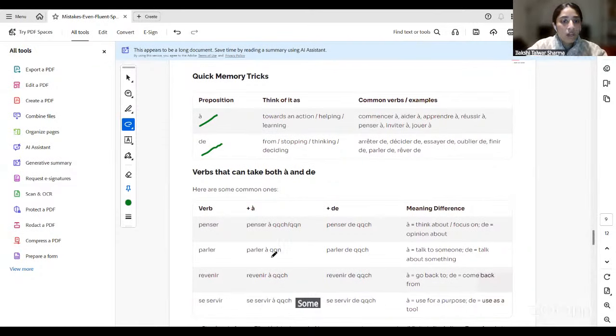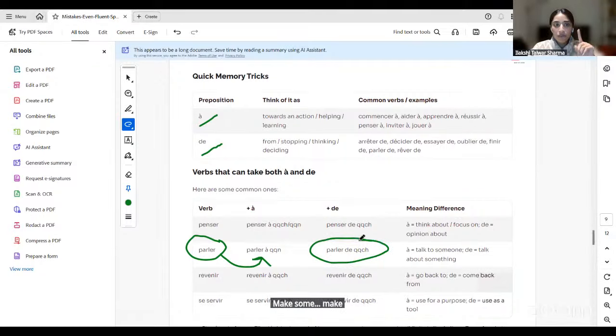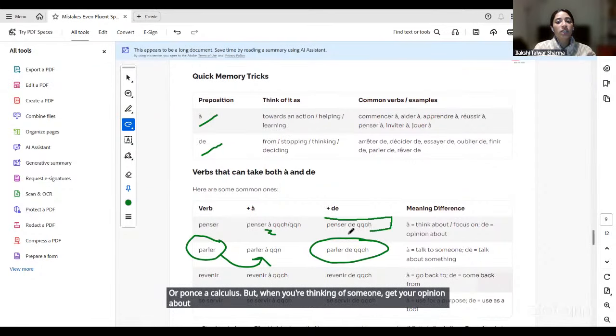Some common verbs, some verbs which can come with both. They'll come with à also, they can come with de also. Such as parler. If you're talking to someone, then it is parler à quelqu'un. Je parle à ma mère. I'm talking to my mother. But if you're talking of someone, that is parler de quelque chose. Make sense? Something like penser. If you're thinking about someone, then it is penser à quelqu'un or penser à quelque chose. But when you're thinking of someone, like it's your opinion about something, that is penser de quelque chose.